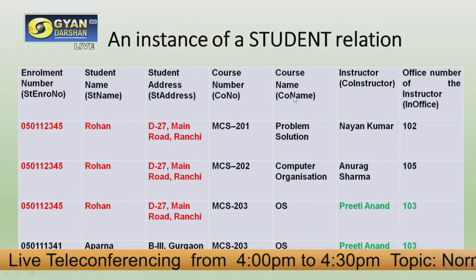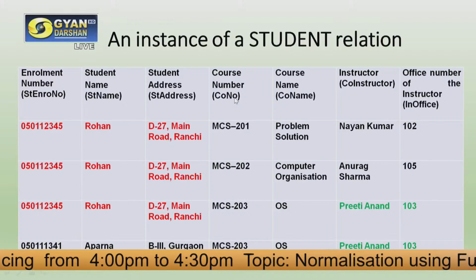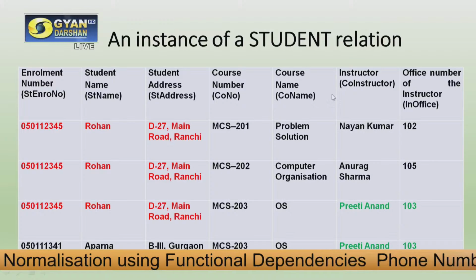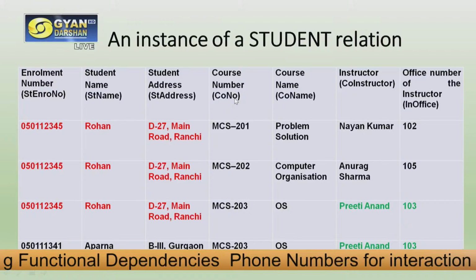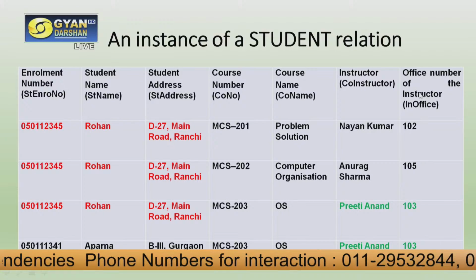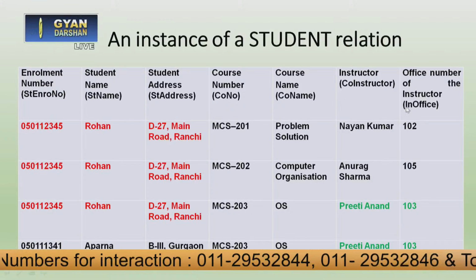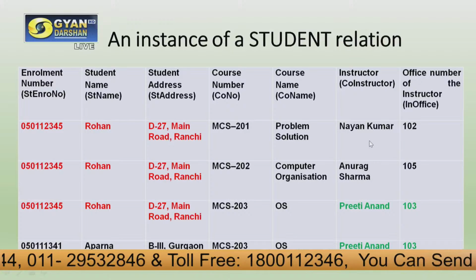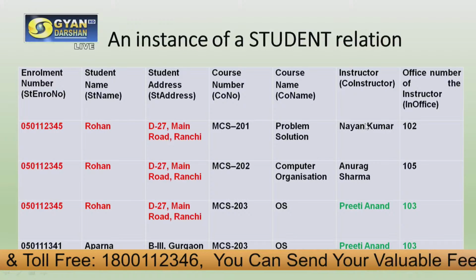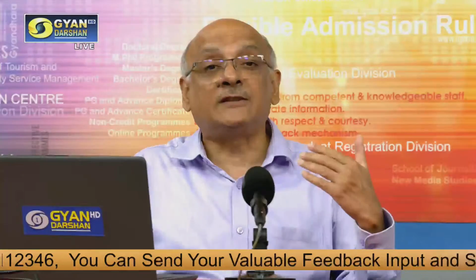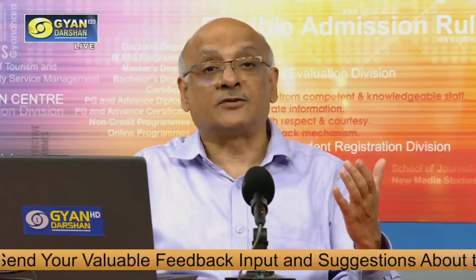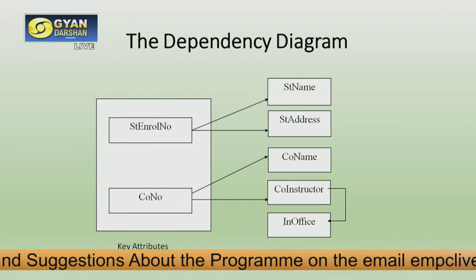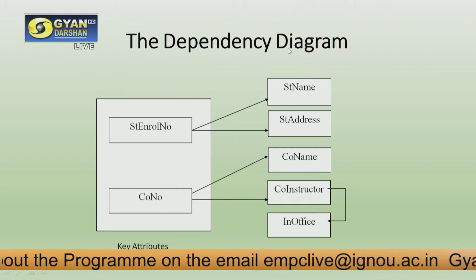Similarly, course name is functionally dependent on course number. The instructor is also dependent on course number, and so is the office. Office may not be dependent on the course number, but office may be dependent on the name of the course instructor, right? So like that we can define the functional dependencies. Functional dependency is technically defining the constraint. So how do we represent these functional dependencies? We represent them with the help of a diagram. So this is the dependency diagram that you see, right?